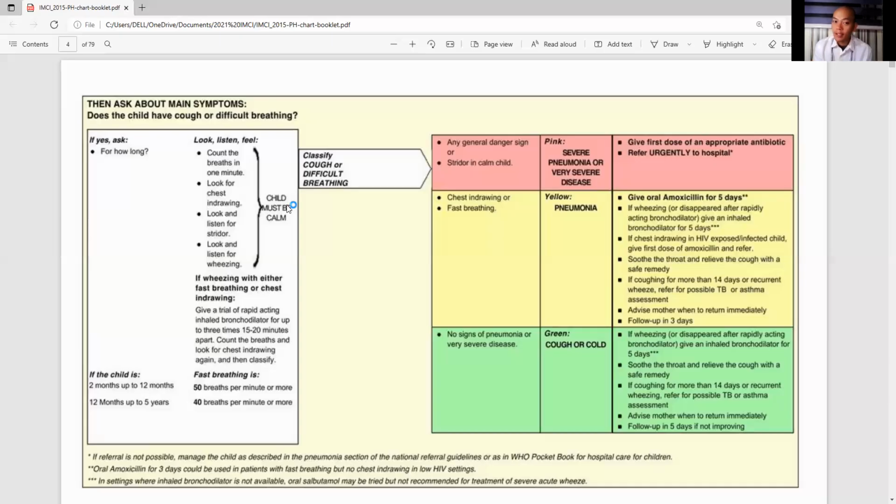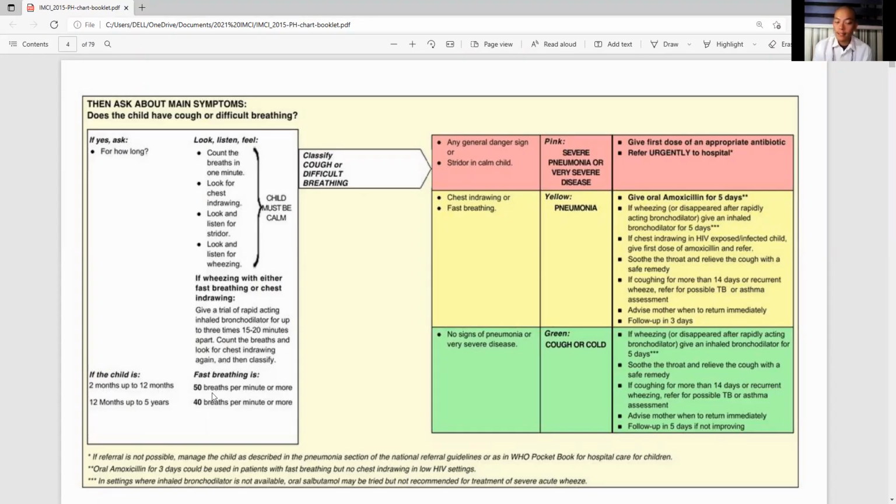What is the pointer? The child must be calm. Okay, for this, the observation is accurate. If wheezing with either, you have a treatment here. Give a trial of rapid-acting bronchodilators, 3 times 15 to 20 minutes. Okay, count the breaths. Look for chest indrawing again. Okay, so we were able to count the number of breaths.